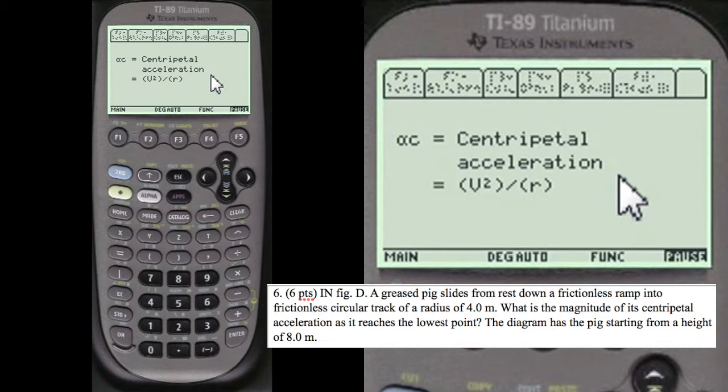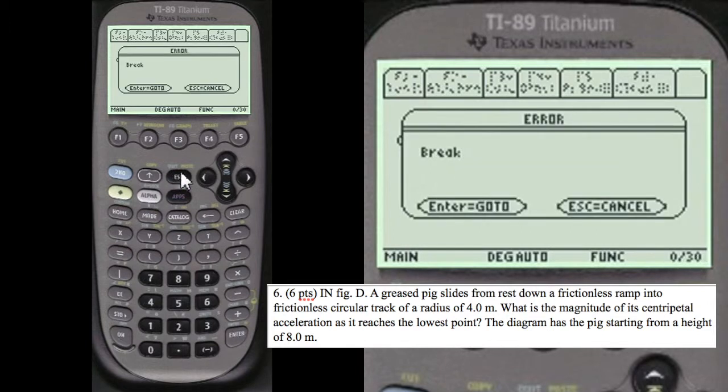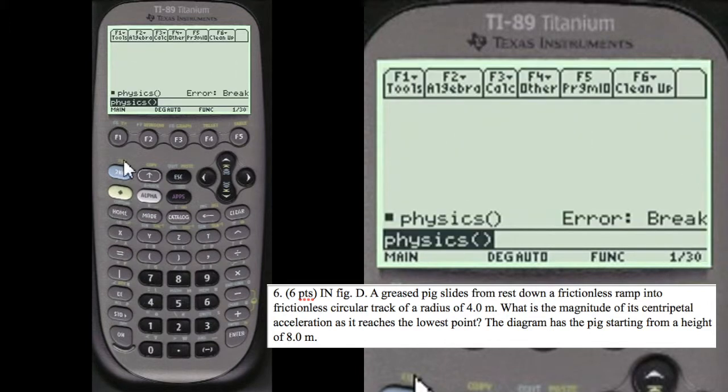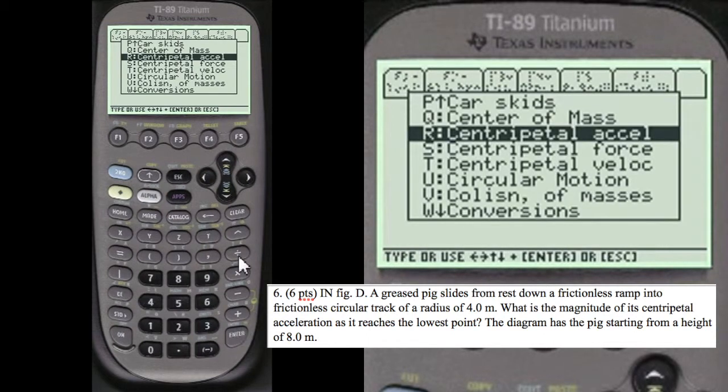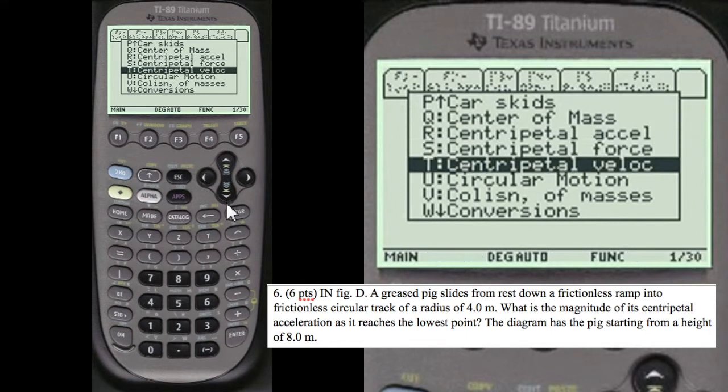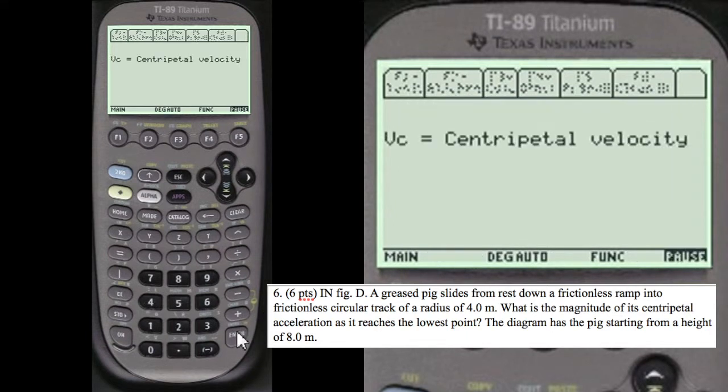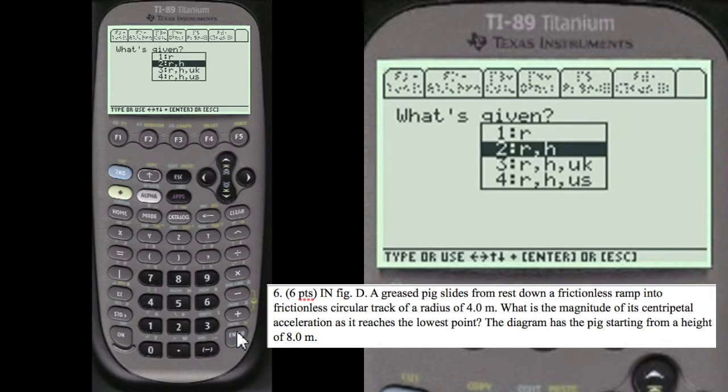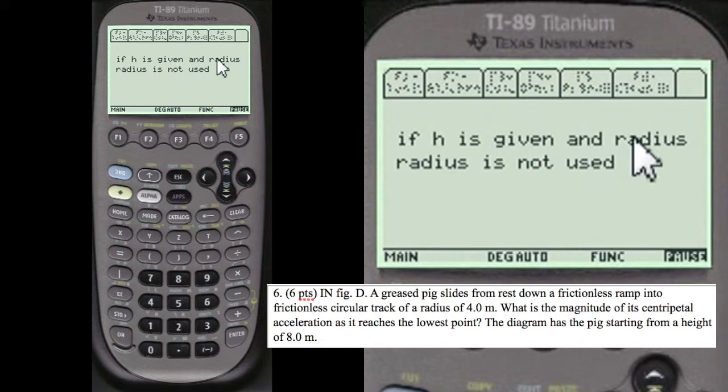Well, a little bit of practice in my program, we would then get out of the program. We do that by pressing escape, and back home to physics. And we choose physics again. And now we choose centripetal velocity. And what we're given here is radius and height in the problem. We choose that. However, when height is given, radius is not in the formula, so I'll tell you that.